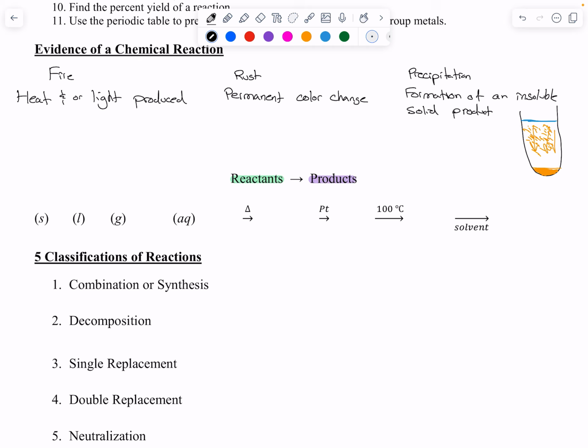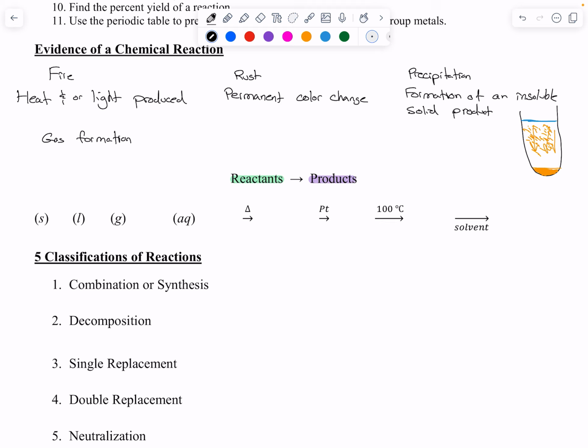And last but not least, gas formation. Sometimes you notice in the fridge, you can smell that a gas was formed. You know something is bad. Those are your evidences of a chemical reaction: heat or light, permanent color change, precipitation, which is a solid, or gas formation.